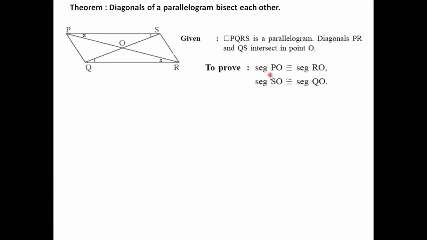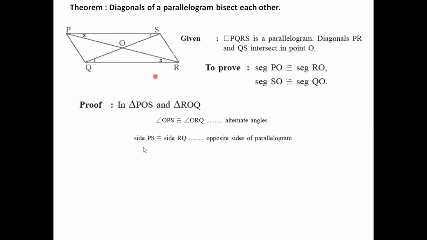So our proof is, we have to prove that segment PO is congruent to segment RO and segment SO is congruent to segment QO. So let us start to prove in triangle POS and triangle ROQ. Consider these two triangles. For this correspondence, we have angle OPS is congruent to angle ORQ, as we know that it is a parallelogram and these two angles are alternate angles, that's why they are congruent.